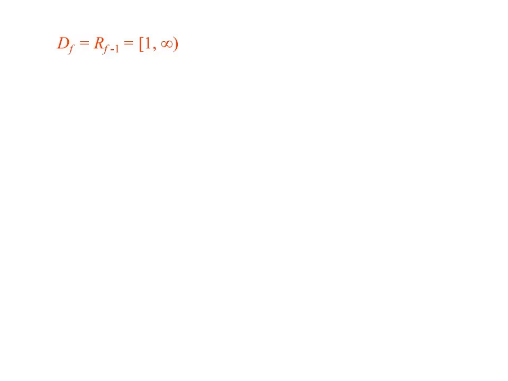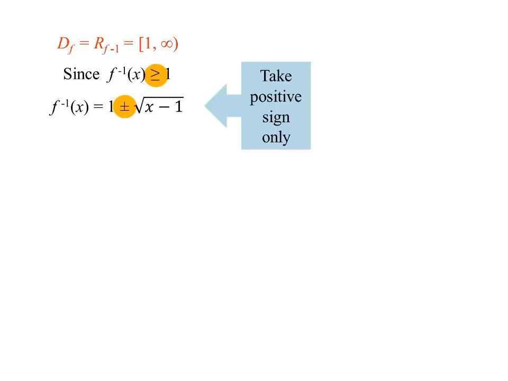We start with the first restricted domain. As we know, the domain of a function is the same as the range of its inverse, so the range of the inverse is from 1 and including, to infinity. It can also be written as f inverse of x is greater than or equal to 1. We also know that f inverse x is either 1 plus the square root of x minus 1 or 1 minus the square root of x minus 1. Considering that f inverse x is greater than or equal to 1, we have to choose the positive sign only. Therefore, f inverse x equals 1 plus the square root of x minus 1.